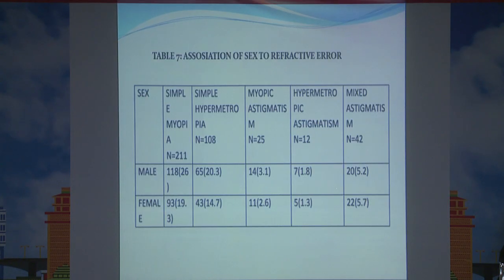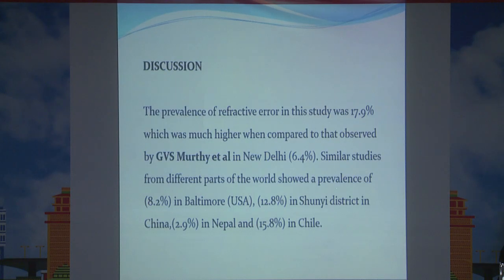And this table shows association of sex to the refractive errors. Males: simple myopia 26%, simple hypermetropia 20.3%, myopic astigmatism 3.1, hypermetropic astigmatism 1.8, mixed astigmatism 5.2%, while in the female group, simple myopia 19.3, simple hypermetropia 14.7, myopic astigmatism 2.6, hypermetropic astigmatism 1.3, while mixed astigmatism 5.7.